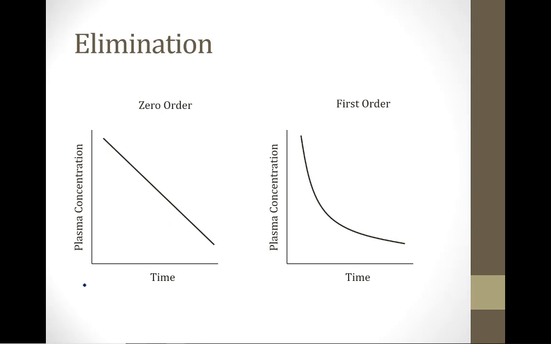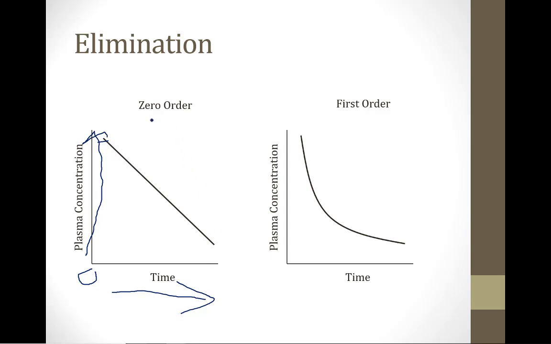Let's imagine that we wanted to understand the pattern that a drug follows as it is eliminated from the body. One way we could do this is to inject the drug into the bloodstream and then monitor the concentration of that drug over time. So let's imagine that at time 0 we inject a drug into the bloodstream. Obviously its plasma concentration will rise up to some high value. We could then follow the concentration over time, and the concentration will begin to fall as that drug is eliminated from the body. And there are two typical patterns that drugs follow as they're eliminated from the body.